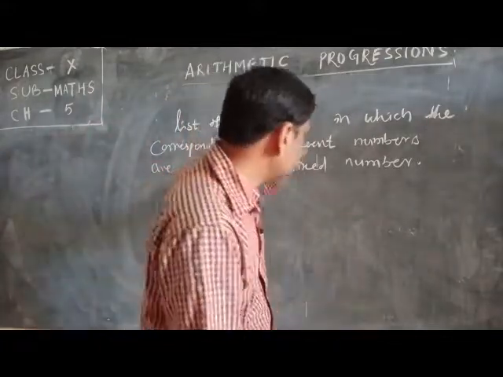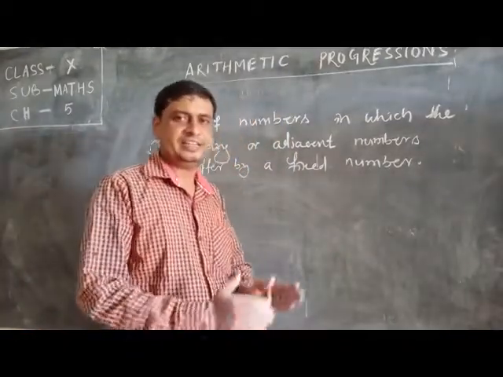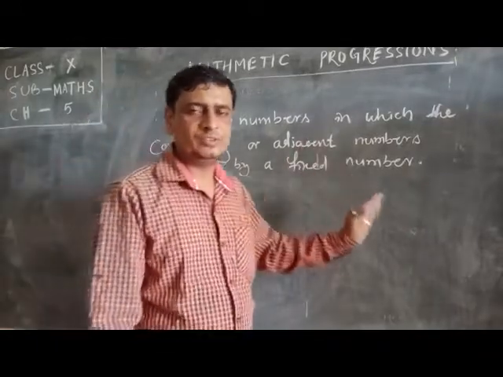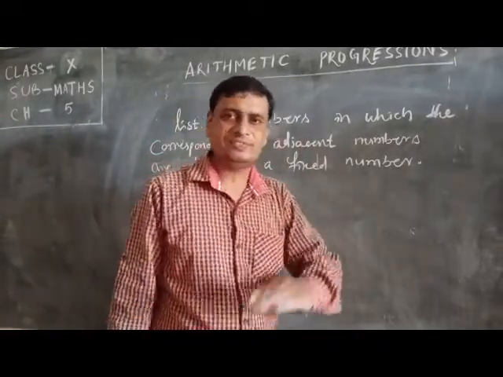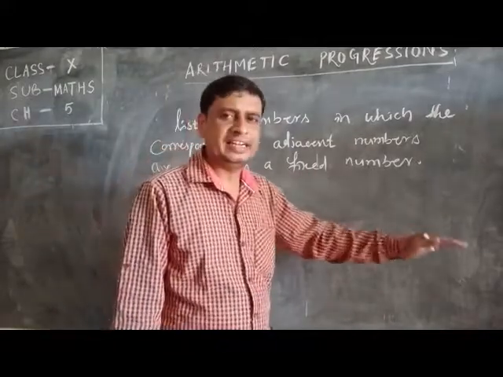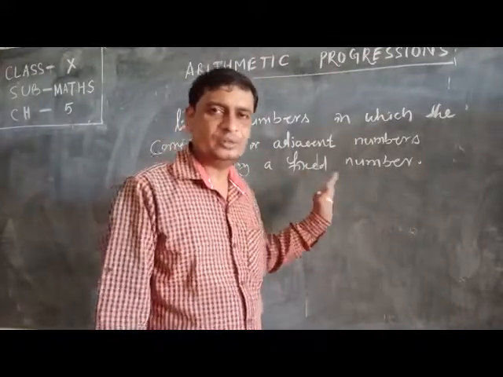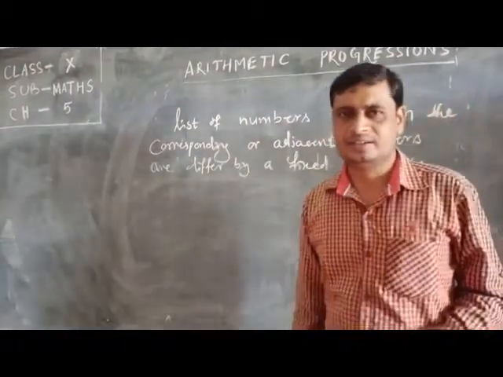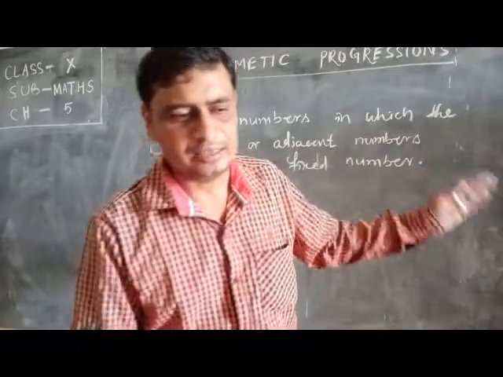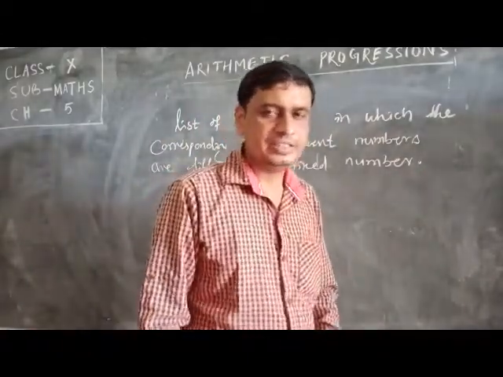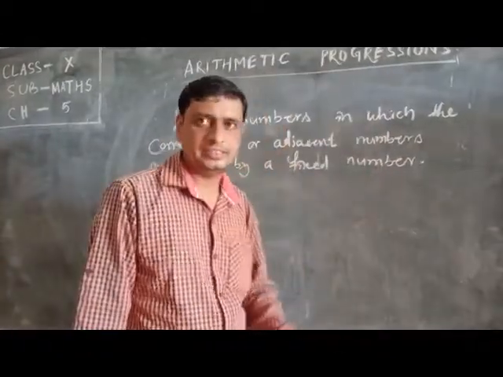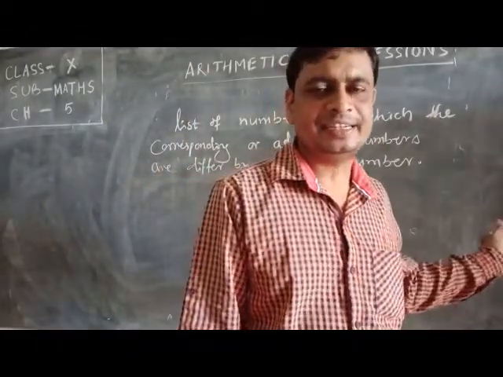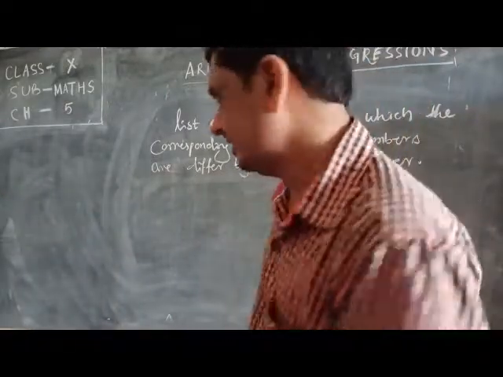If the fixed number is positive, then from left to right the arithmetic progression will increase. If it is negative, then it will be in decreasing order. If it is zero, then all the terms of the AP will be equal. Here this fixed number is called the common difference, CD, and simply written as d. Alright?